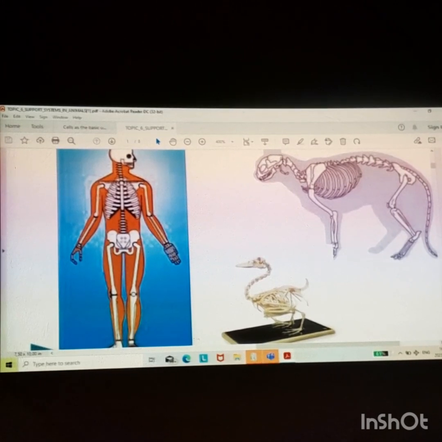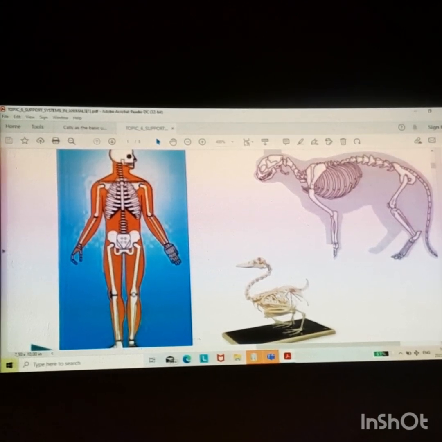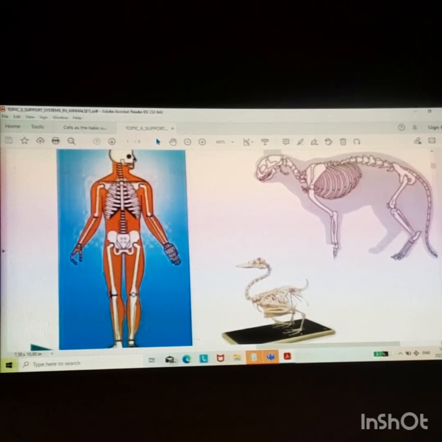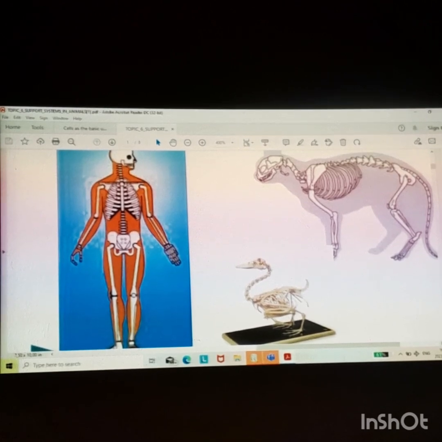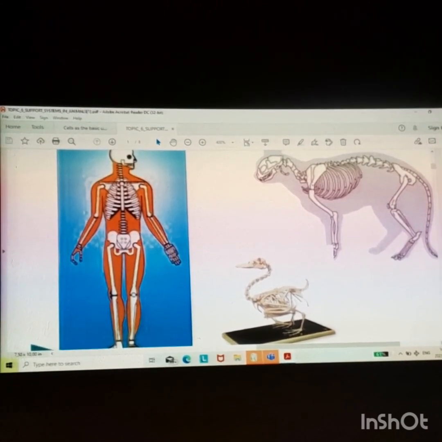We will have part 2 of support system, where we'll be talking about the human skeleton. Please go and study, or go and look at a textbook on the human skeleton, where you will look at the axial skeleton, where you look at your ribs, your skull, and your vertebral column only. Go and look on those pages. Make sure you look on those pages in order for you to be prepared.